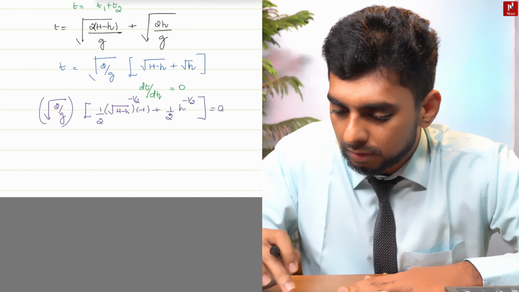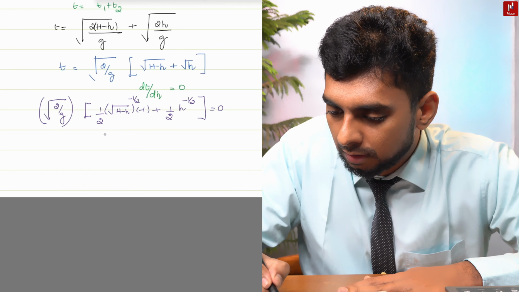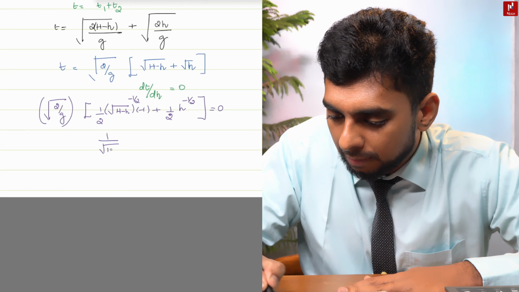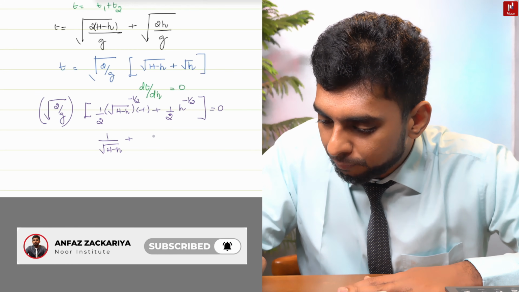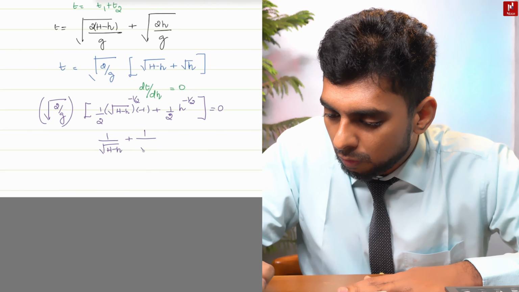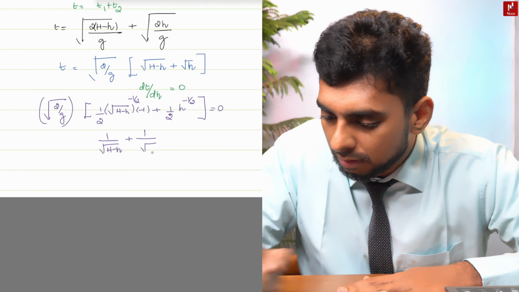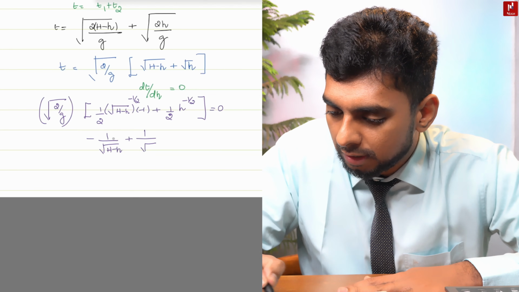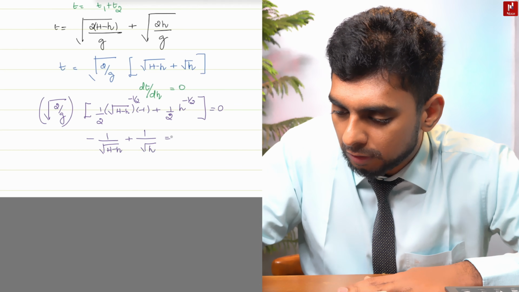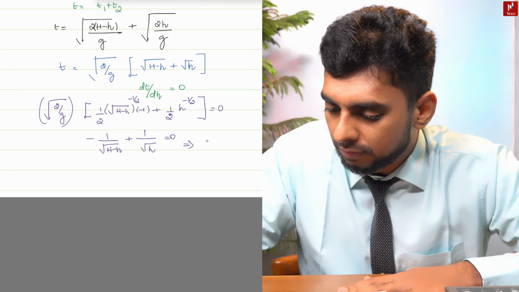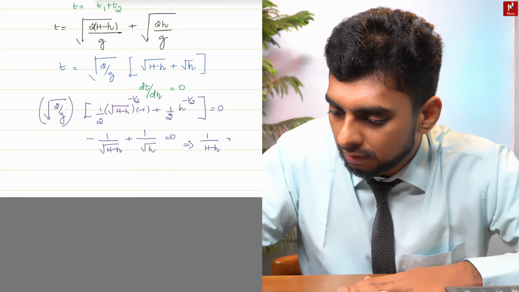If I rearrange this, the half is a constant term, so everything will go to 0. You'll be left with 1 divided by root of (capital H minus h), with a negative sign, I've missed the negative sign over here, so negative 1 divided by root of (capital H minus h), plus 1 divided by root of h, that goes to 0. Fine. So let me rearrange this one. If I rearrange and square it, you will get 1 divided by (capital H minus h) equal to 1 divided by h.